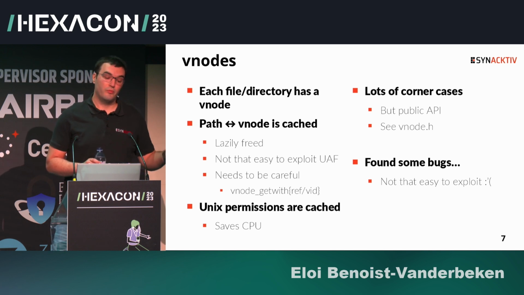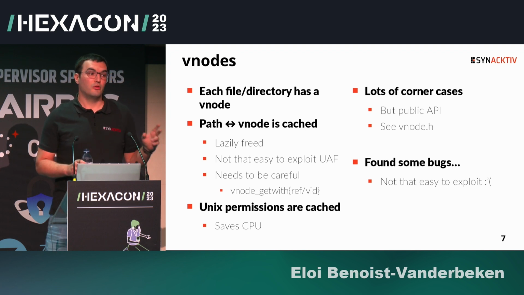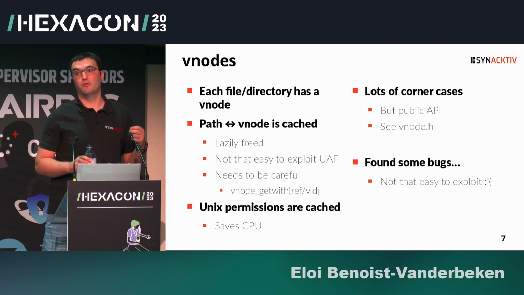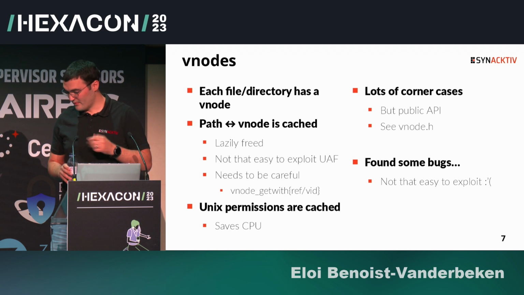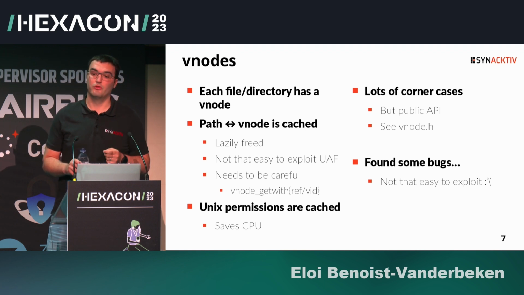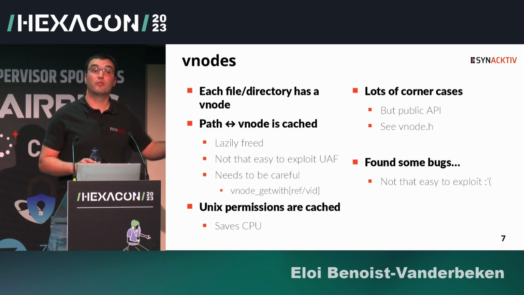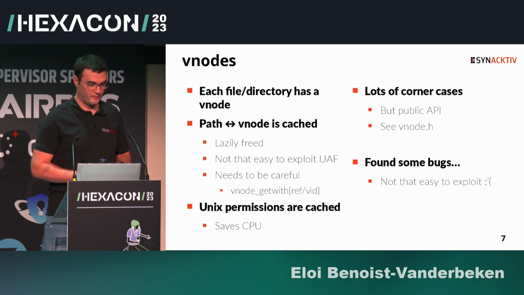That also means that you need to be careful when you are manipulating vnodes, because when you just get a vnode, you don't know if it's going to be freed in a few moments or not. So you have to get a reference on it as fast as possible, and you have to make sure that there is no risk of races. To do that, you have to use vnode get with a reference or a VID, which is an identifier of the vnode that can be used to make sure that the vnode that you just got hasn't been freed before you get a reference on it.